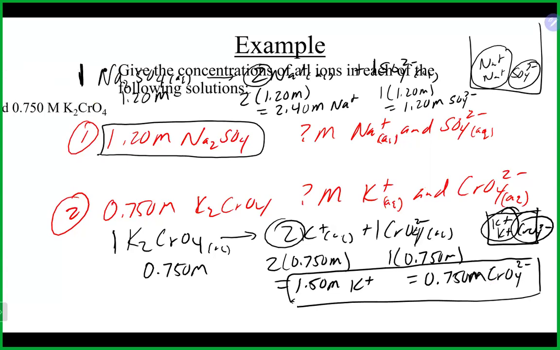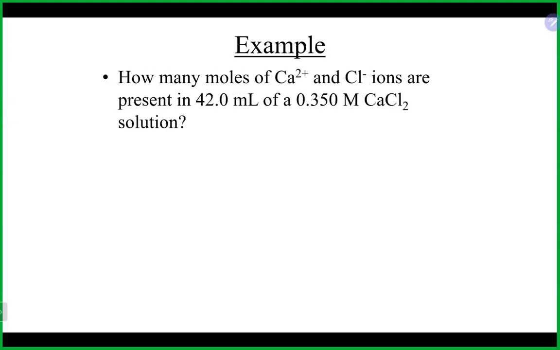All right, so let's take a look here then. In this problem, we want to know how many moles of calcium and how many moles of chloride ions are there in 42 milliliters. Okay, so let's take a look. You can really do this one of two ways. You can either get the concentration of the ions to begin with, or you could do it at the end. It's sort of up to you. I'm going to do it at the beginning.